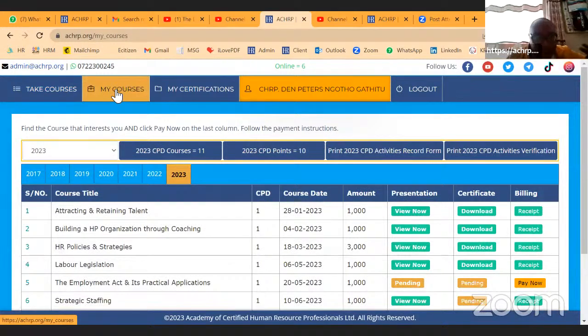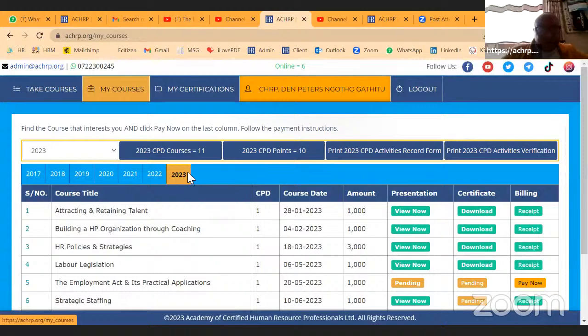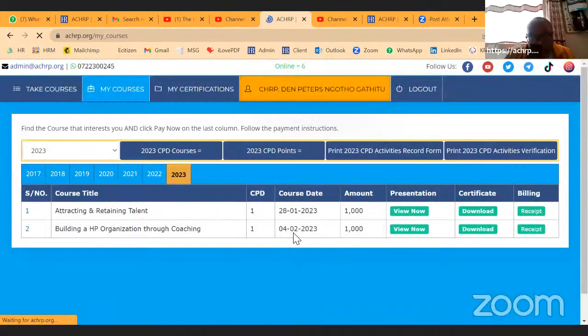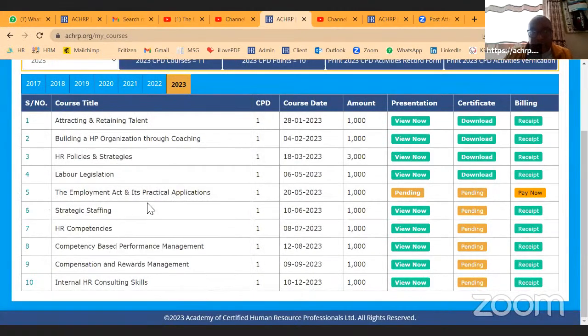Under my courses, sometimes the way I read this system, I do it in vernacular. That way, I'm able to take courses like in a supermarket. Those are courses I have not taken, that are not mine. Then once I've bought them, they become my courses. I find them on this page showing my courses. So Dr. Olesi, you'll be able to find your course number 5, or it might be number 1, depending on the number of courses you have.